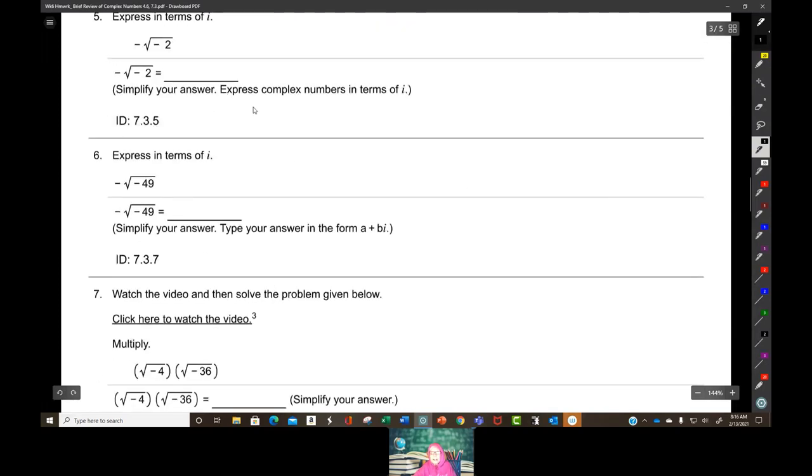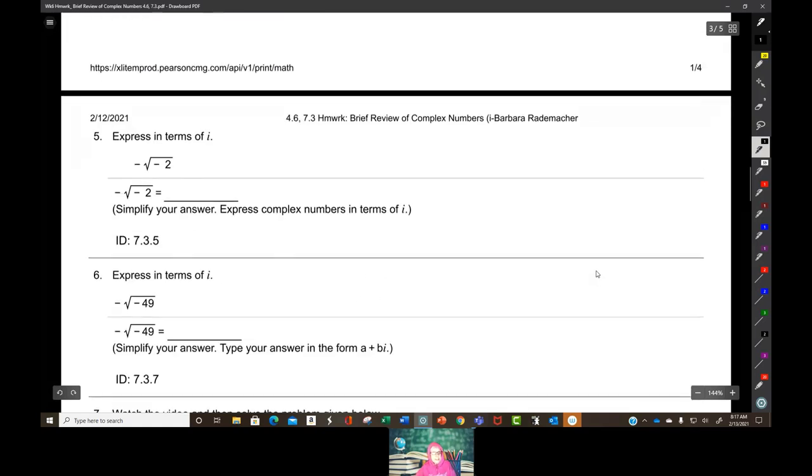Now look, it says express complex numbers in terms of i. We're not being forced to express this one in terms of A plus Bi, but down here we are some more. So let's get started. This is a negative sign outside the radical. And this little sign with a little hook on it is called a radical. It means root.